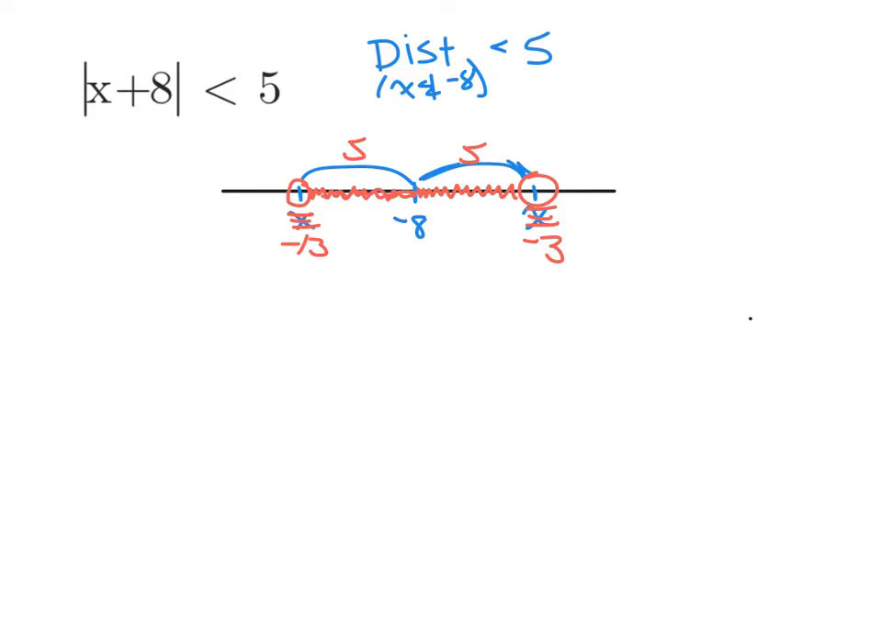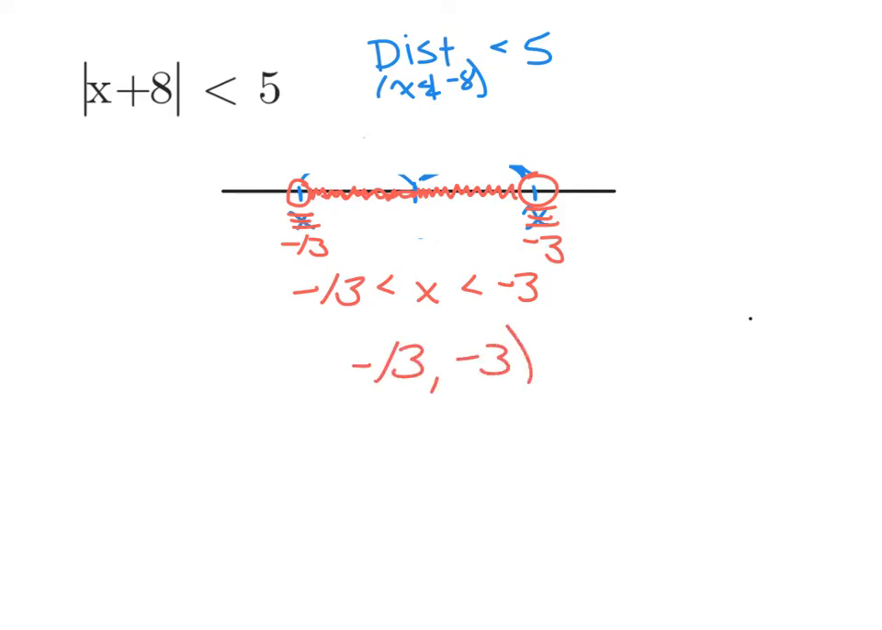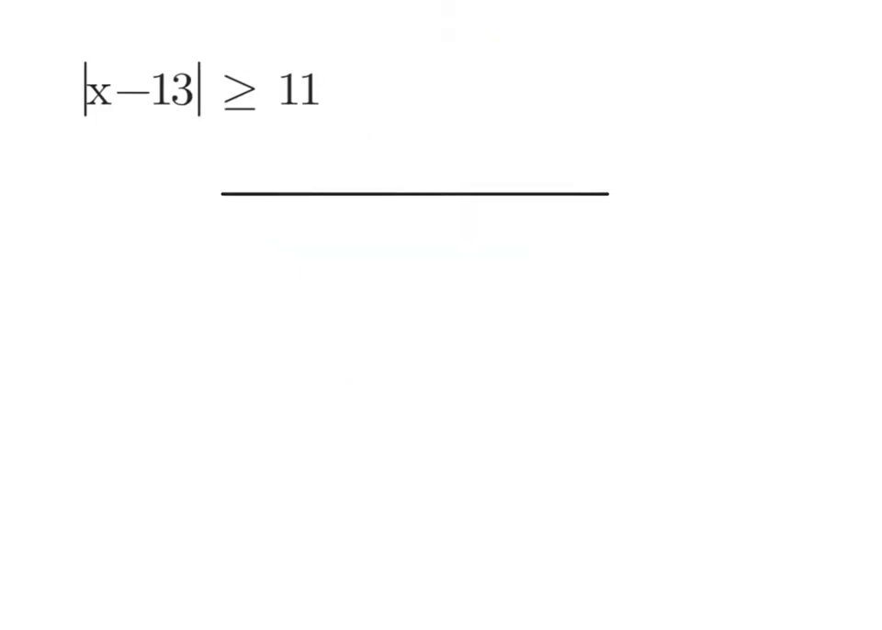Then, when we look at our picture, get rid of all the extra stuff. This is our solution. We're saying that -13 is less than x, which is less than -3. In interval notation, that would be -13, -3, and parentheses on each side. Let's try one more where we look at it in terms of distance.